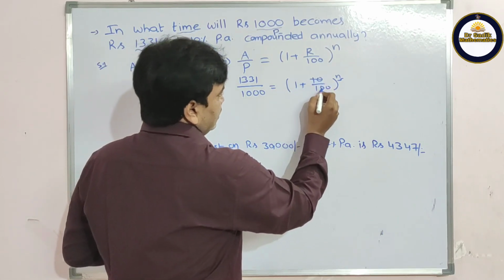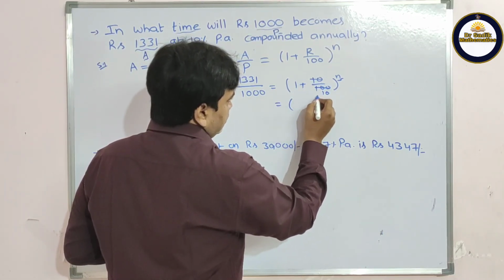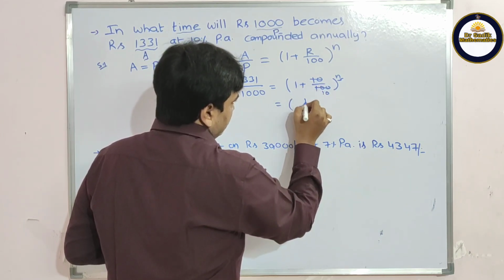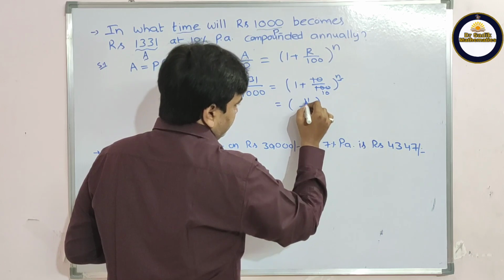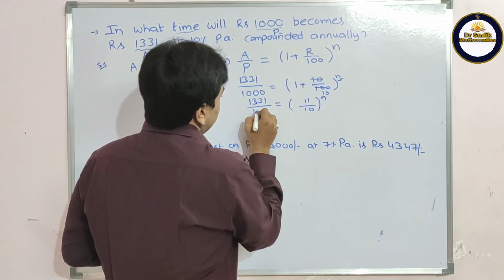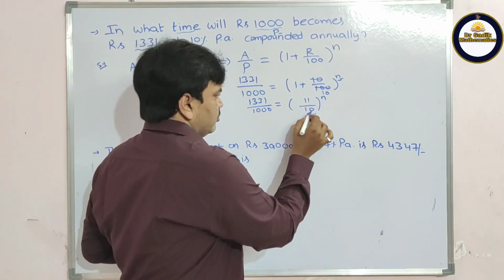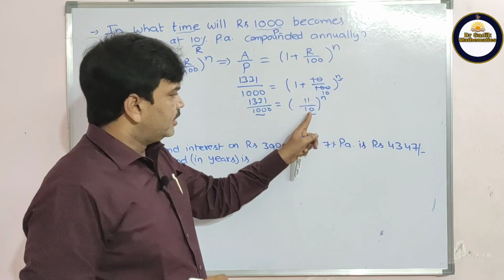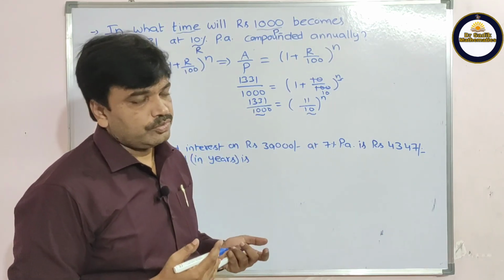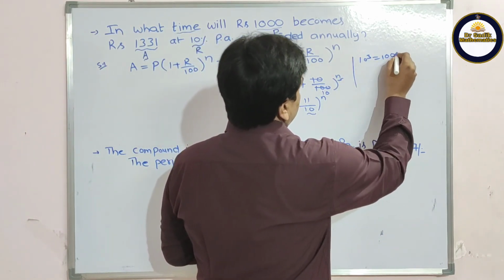So in 10, in 100, 10 times. So the LCM is 10. We get 10 into 1, 10 plus 1, 11. So 11 by 10 whole power n equals 1331 by 1000. Now I observe the denominator, friends. 10. When we get 1000, friends, that is 10 cube. Okay, 10 cube, that means we get 1000 here.